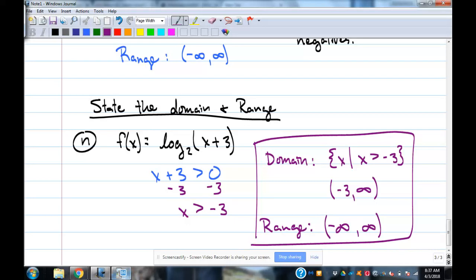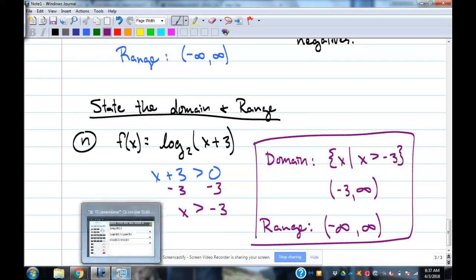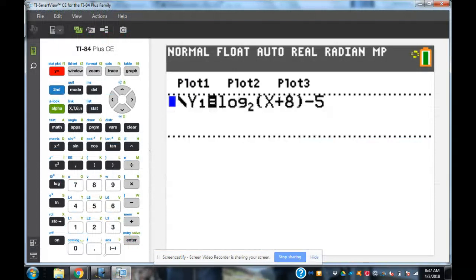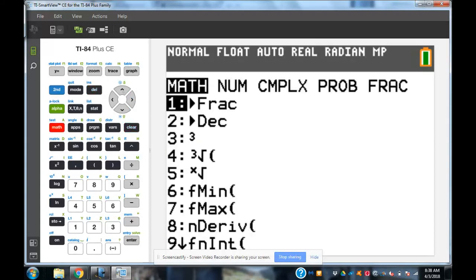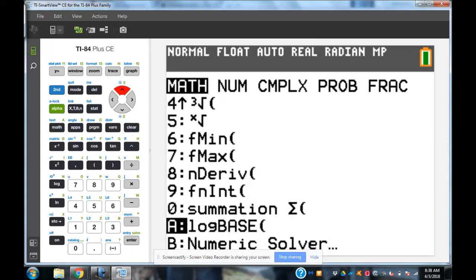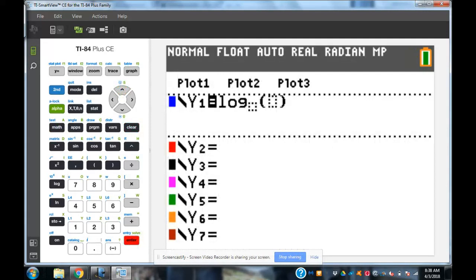Let's look at the graph of that just to get an idea of what these graphs look like. Okay. I've got something in here already. X plus 3, change that, and I'm going to delete the other stuff. So I'll just go through the whole motion. So math, press the up arrow to get log base. We get log base 2 of x plus 3. Hit graph.